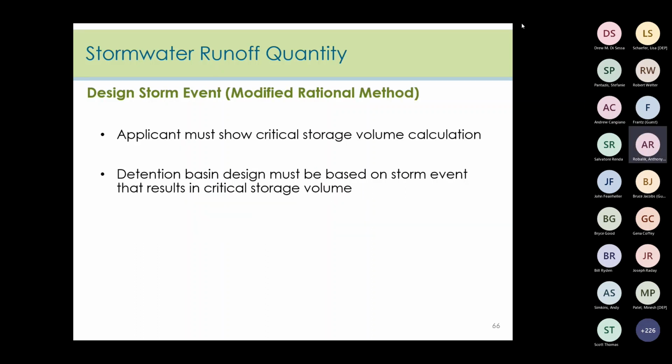Chapter 5 of the BMP Manual includes an example of using the modified rational method. The reviewer must make sure that the report shows critical storage volume calculations, and detention basin designs must be based on a storm event that results in critical storage volume.